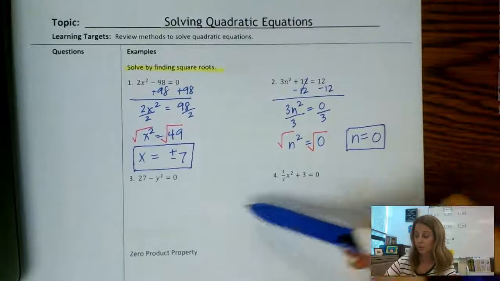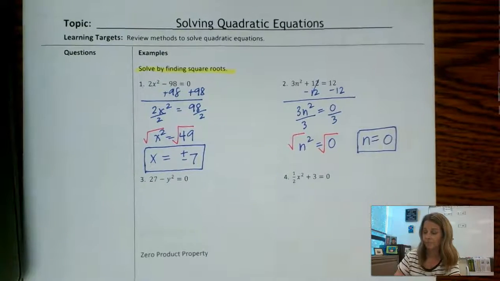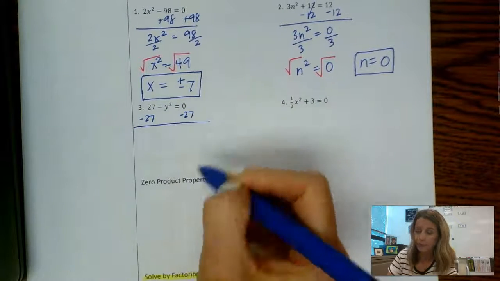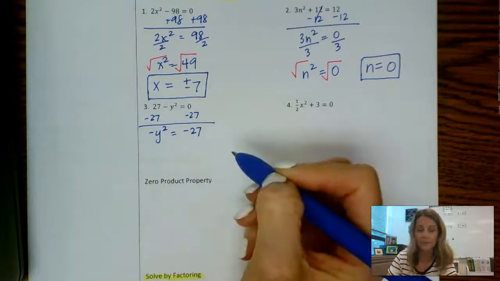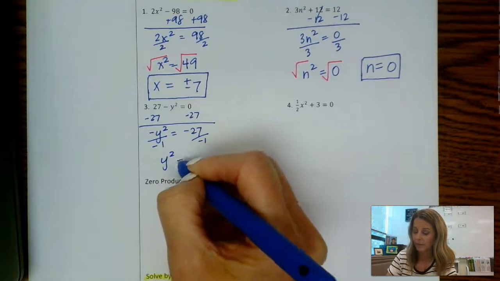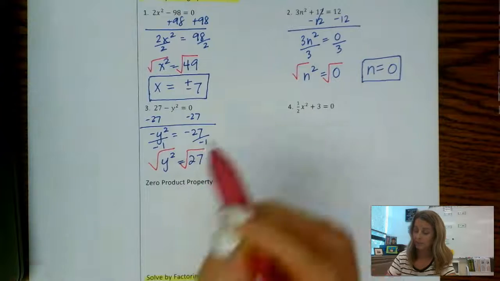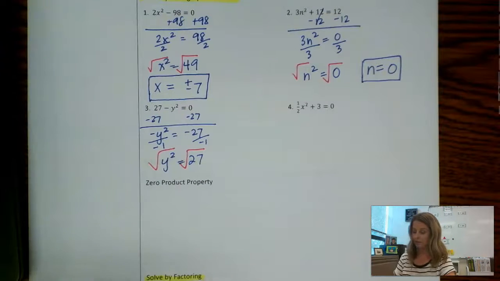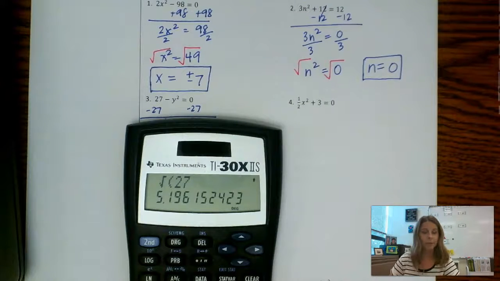Okay, if you want to pause and try the next two, go ahead and do that. And then come back and we can check over answers. All right, I'm going to take away 27 from both sides. That will give me negative y squared equals negative 27. Divide off that negative 1. Y squared equals positive 27. And I'm going to take the square root of both sides. Okay, we would get a decimal here. In fact, if I did the square root of 27, I get approximately 5.196.